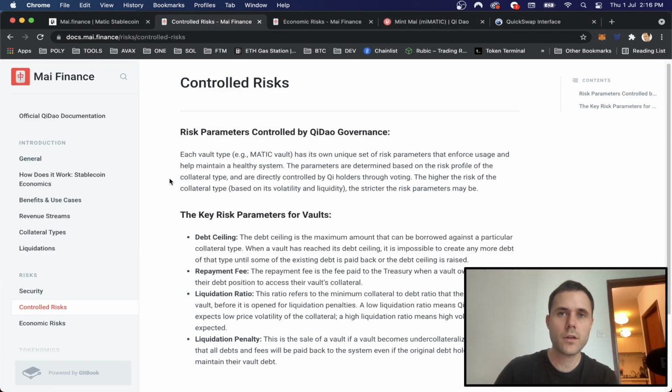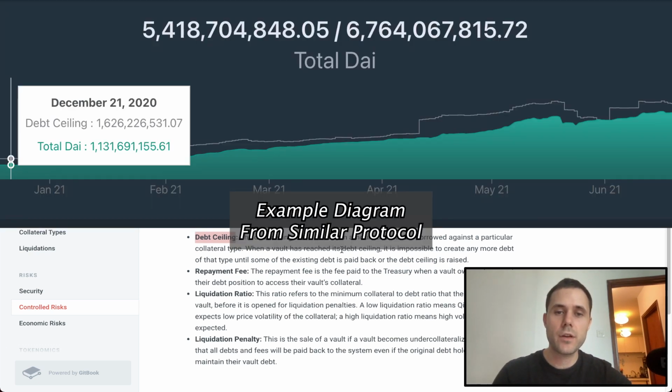So I just wanted to look at some of the other ways in which the peg is maintained. One of the other things that we have is a debt ceiling. So a debt ceiling is the maximum amount of Mai which can be minted against a particular collateral type. In our case, we'll just talk about Matic. There will be further collateral types introduced, but we'll talk about that later. So basically there's a debt ceiling which is only increased gradually.